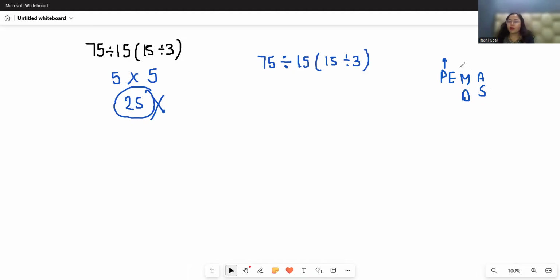So first you have to solve the parenthesis, that means this bracket, then exponent if given, then multiplication and division, both have the same priority, just solve it from left to right. Similarly, addition and subtraction have the same priority, just solve it from left to right.